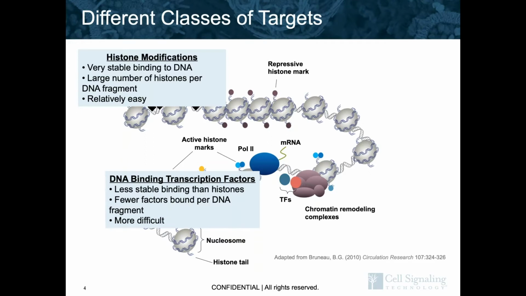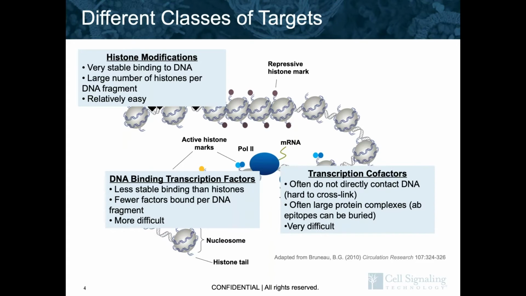The second class is DNA binding transcription factors. They are less stably bound than histones, and there are always fewer factors bound per DNA fragment. So they are more difficult than histones. However, the most difficult type is the transcription cofactors. They often don't directly contact DNA, but associate with DNA through protein-protein interactions. They are often involved in large protein complexes, so the antibody epitopes can be buried. So it's very difficult to study their interaction with the DNA.